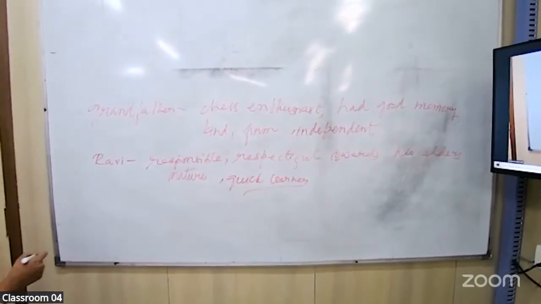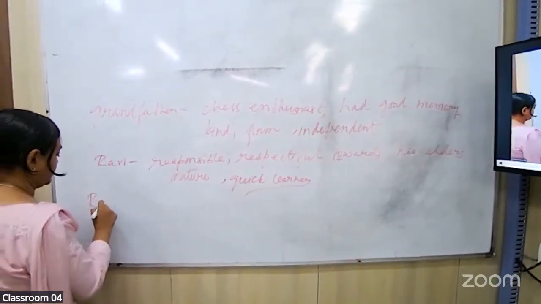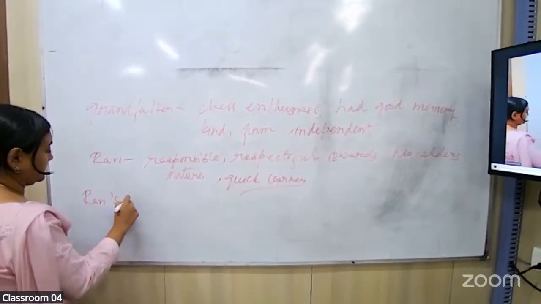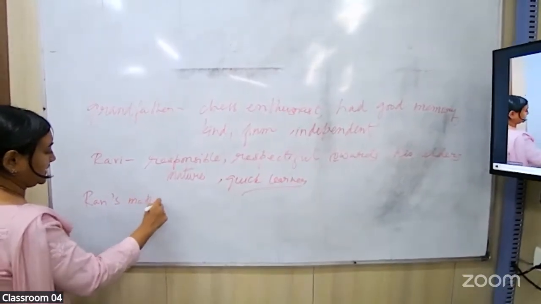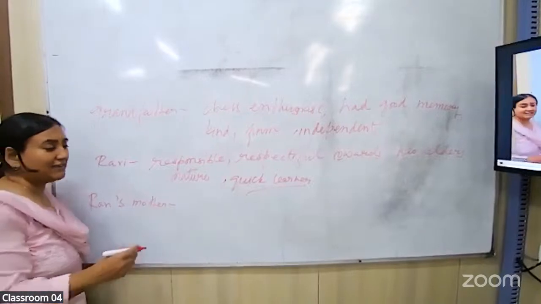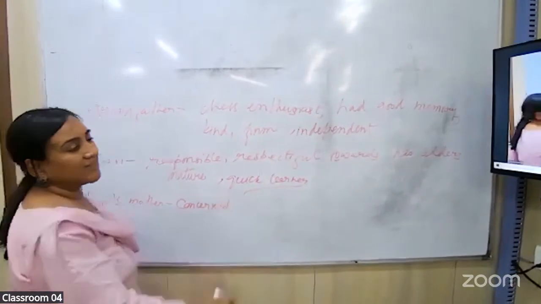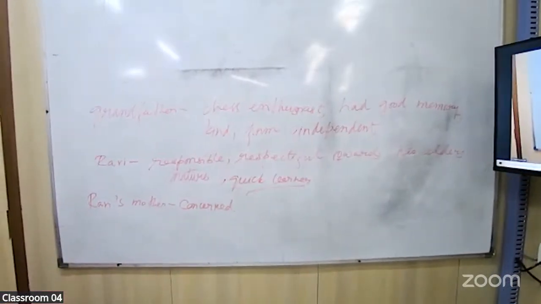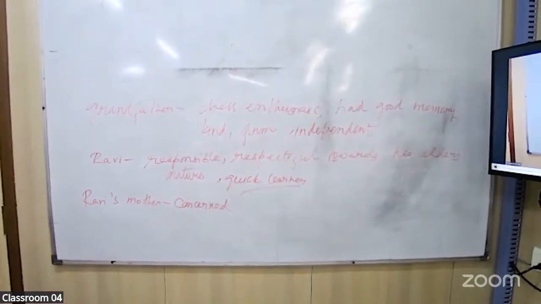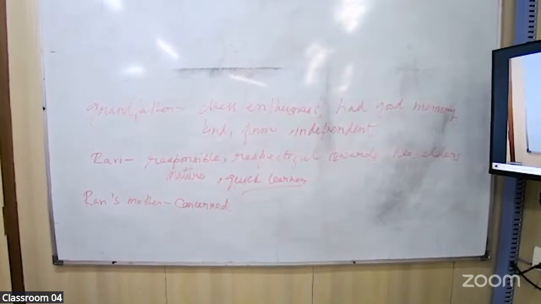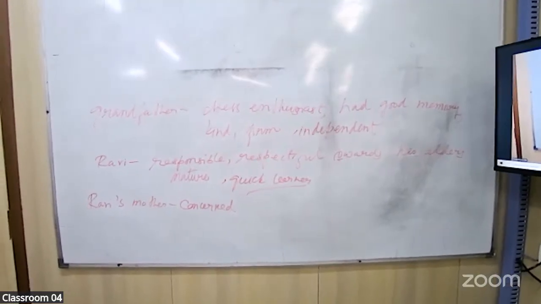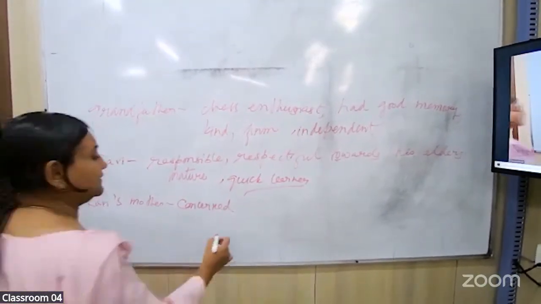Now Ravi's mother. Very good memory. Actually, very good. Now can we say she was concerned about her father, isn't it? Whatever she did was all out of concern. She was fully concerned about her father.